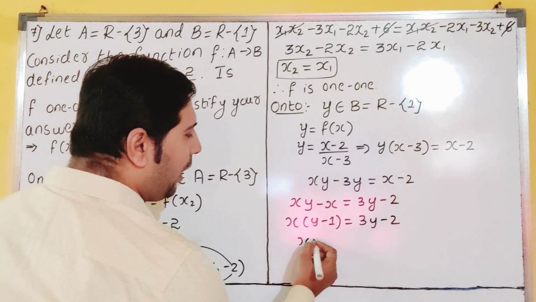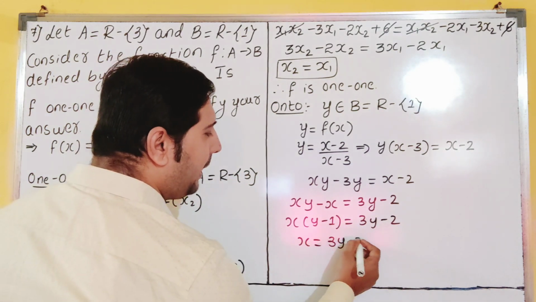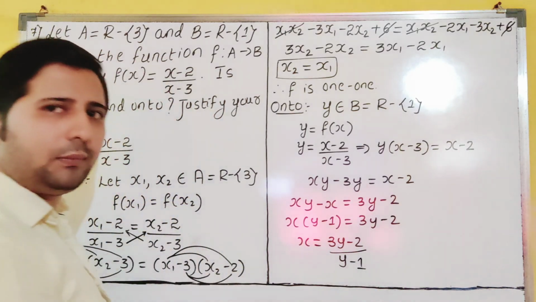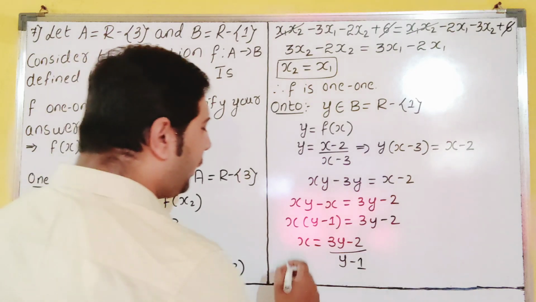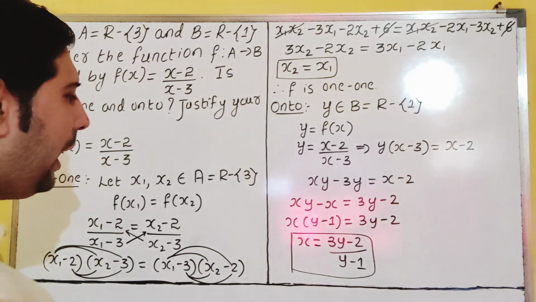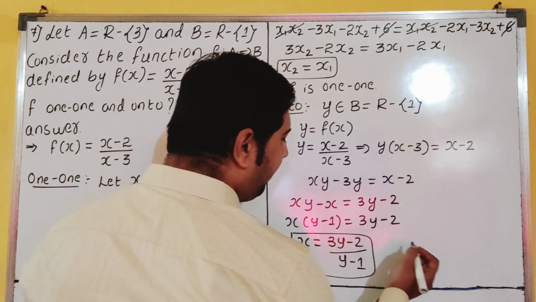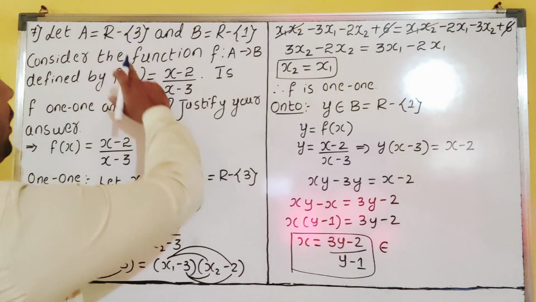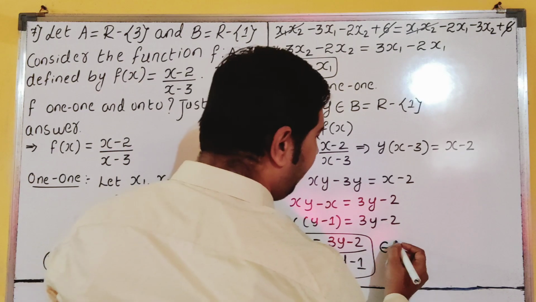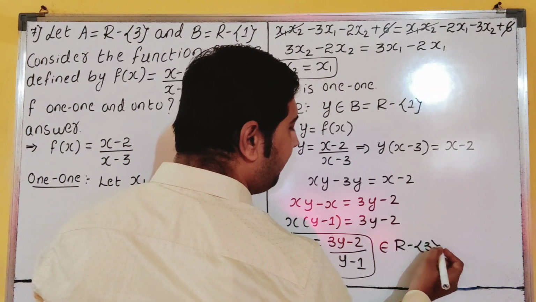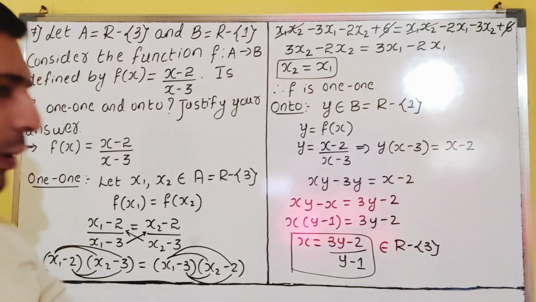So x is equal to what? 3y minus 2 divided by y minus 1. Understood? Did we get the x value or not? This is our x value. And this belongs to what, everyone knows? That is the domain, dear students. Domain is R minus 3. This belongs to the domain.